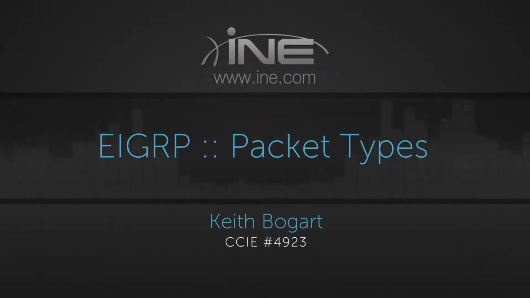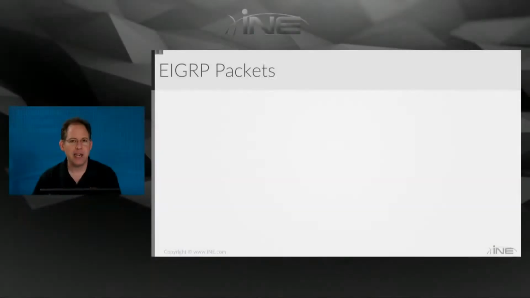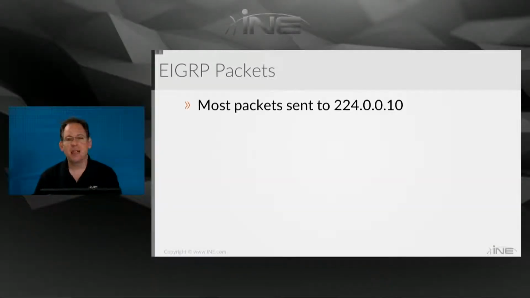So let's talk about the different types of packets EIGRP uses. Most packets are sent to the multicast address of 224.0.0.10. Yes, you will want to memorize that address for the exam, 224.0.0.10.